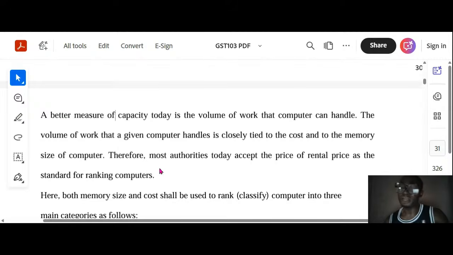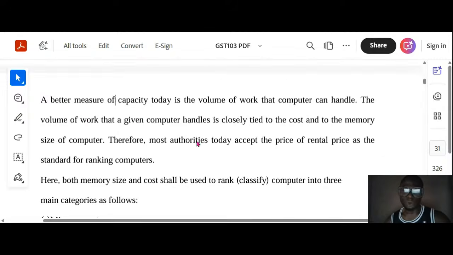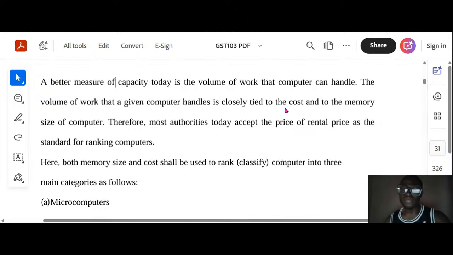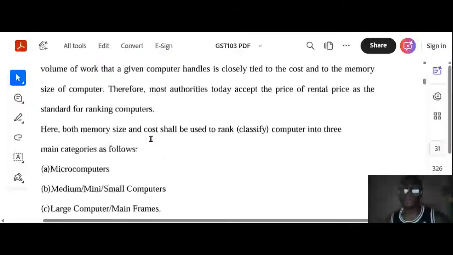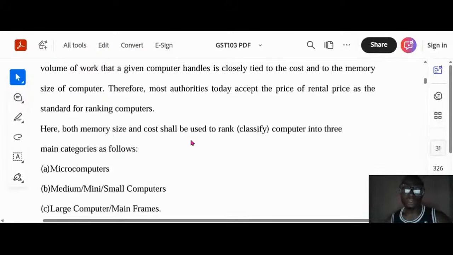Very important. Now, the volume of work that a given computer handles is closely tied to the cost and to the memory size of the computer. Therefore, most authorities today accept the rental price as the standard for ranking computers. Memory size and cost shall be used to rank or classify computers into three main categories.